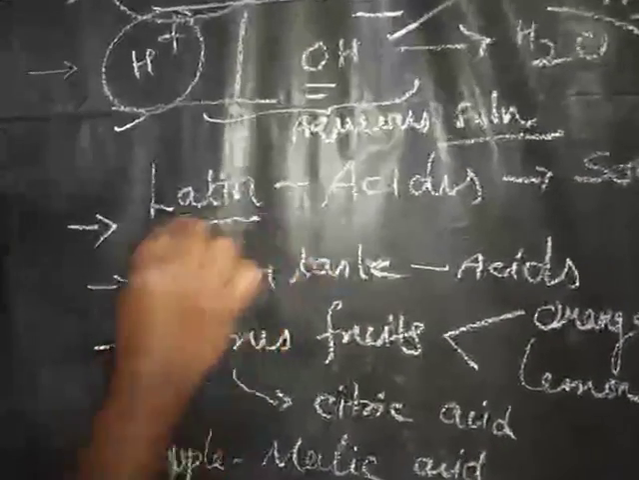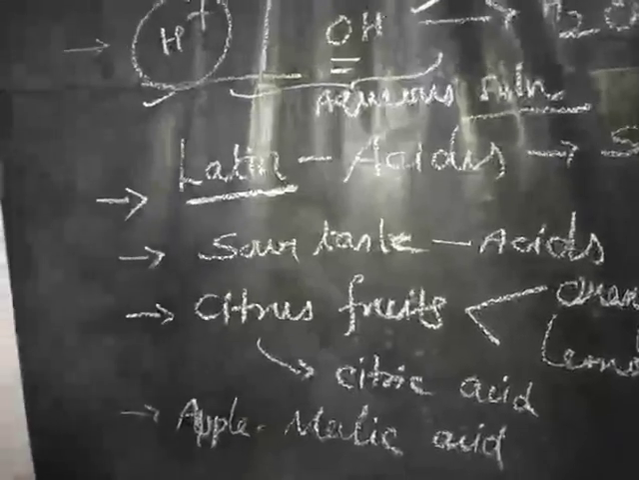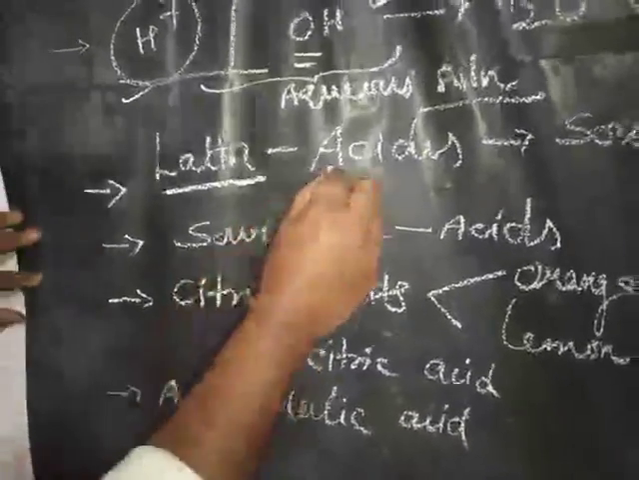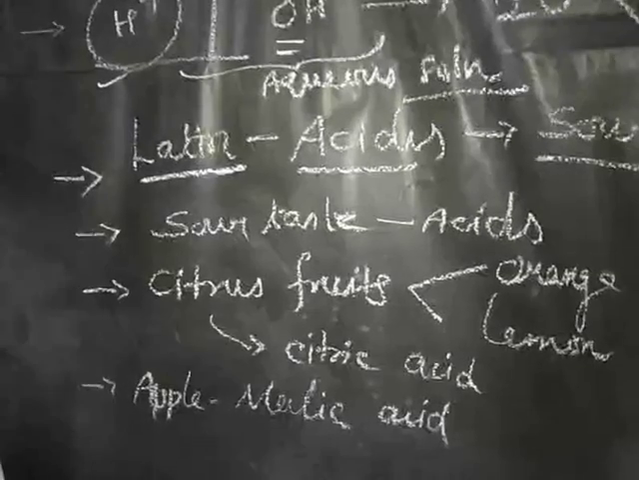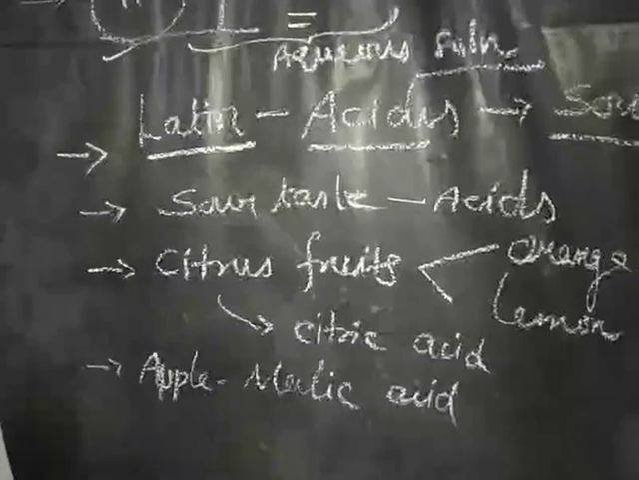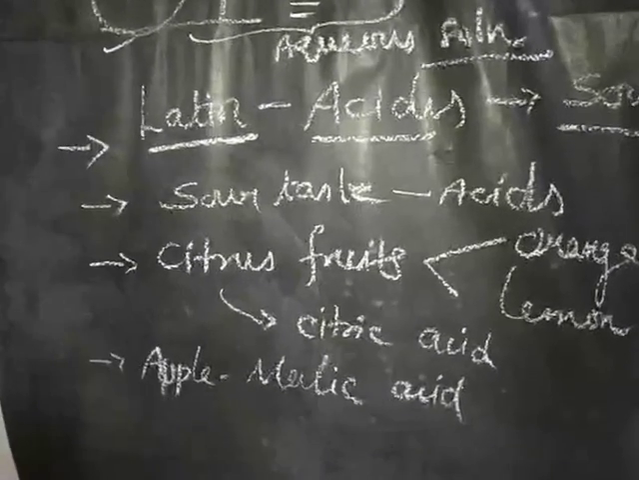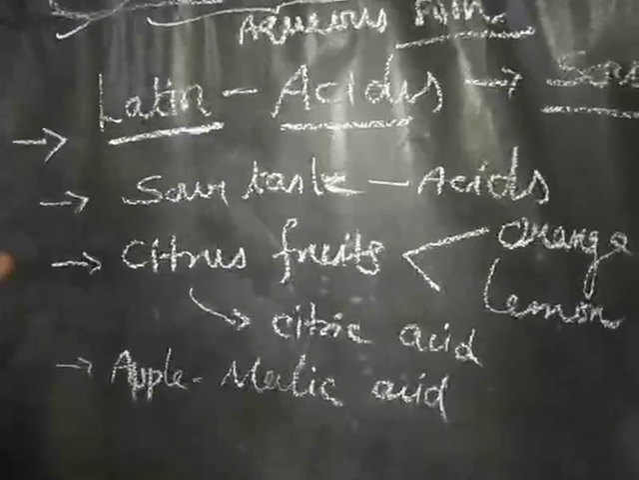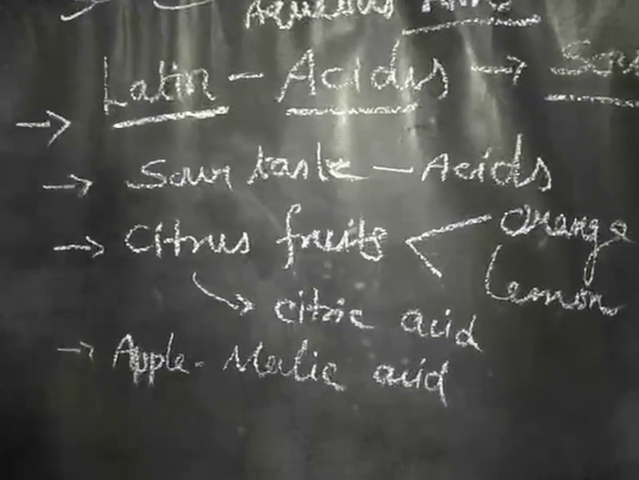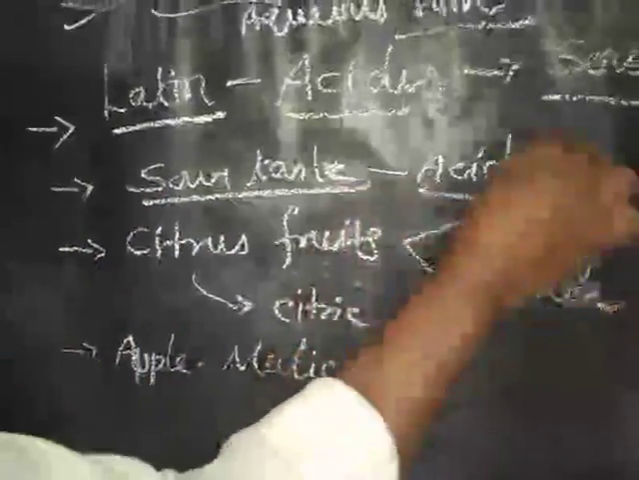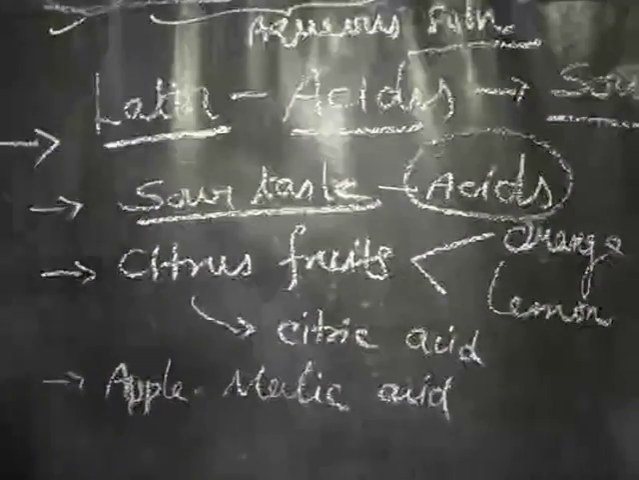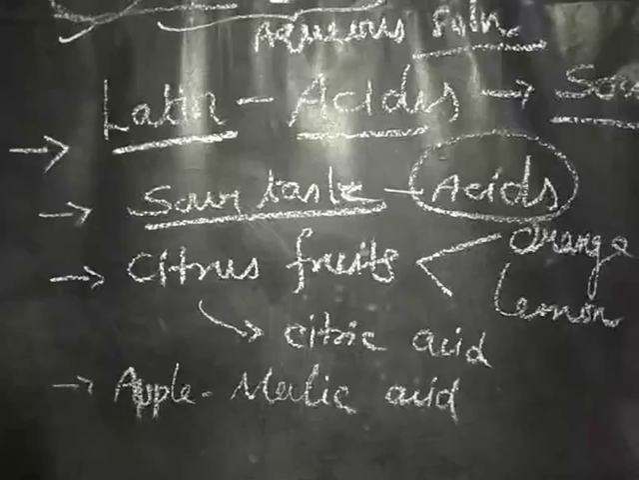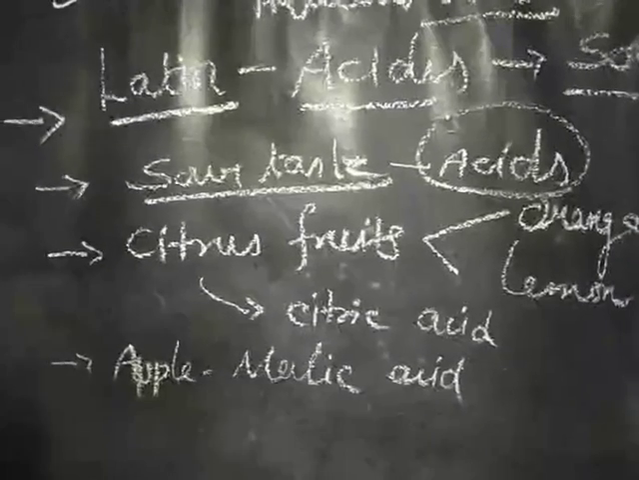The word acid is derived from the Latin language. Acidus means sour. Any substance that has a sour taste is called an acid. Substances which have a sour taste are called acids.